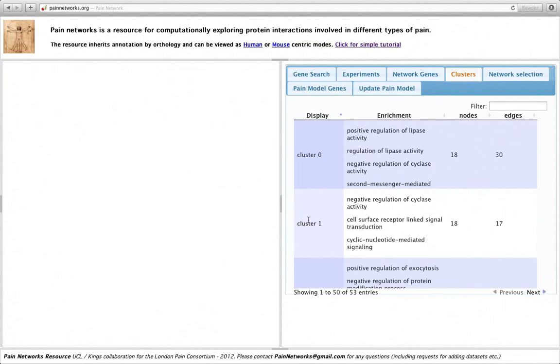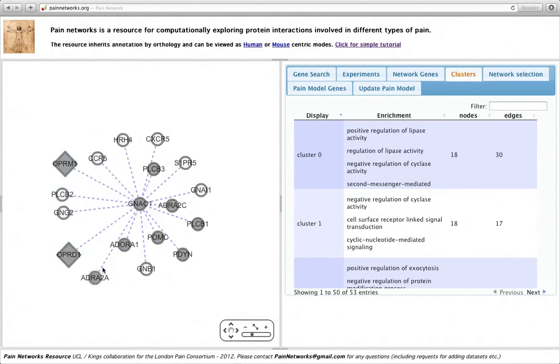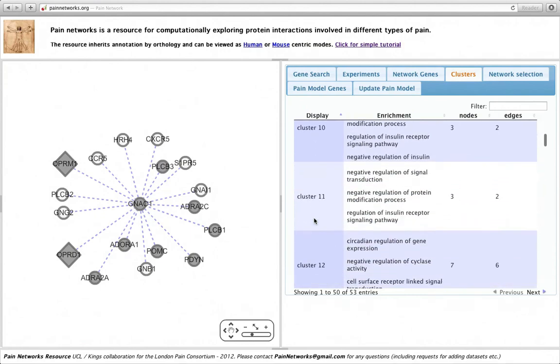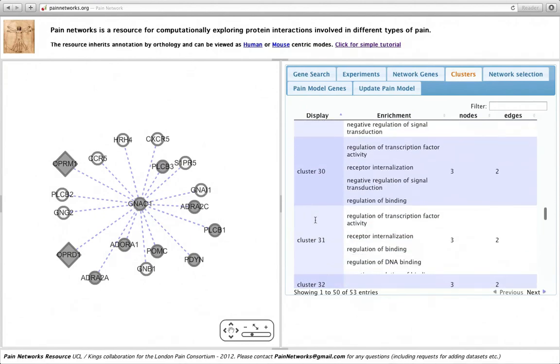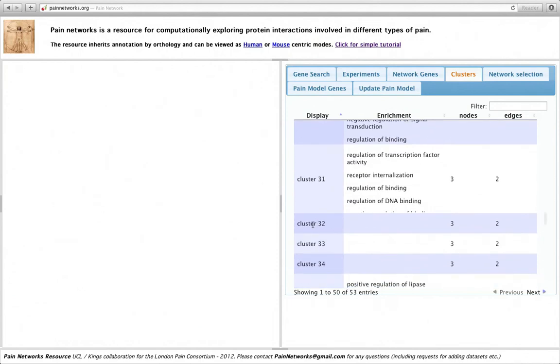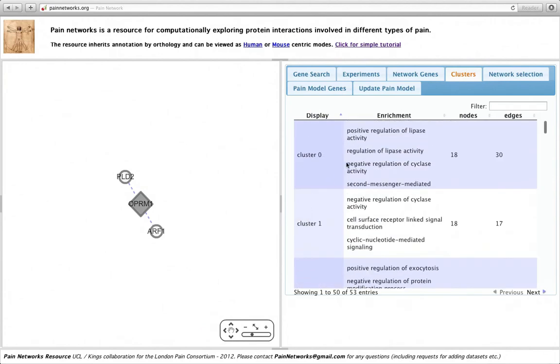And then the next cluster is this one here. And there are again a number of pain genes, pain-related genes in this cluster. And you can go down and look at all the different clusters, and you get less and less pain genes in each cluster as you go down. So things like by cluster 32, well, we've still got one pain gene, but obviously not quite as useful.